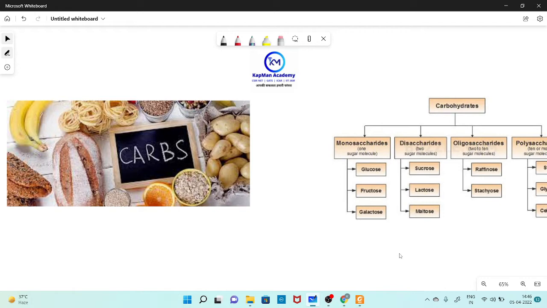So today we are going to discuss the carbohydrates. We are going to continue our previous class. In the last class we had discussed the general properties of the carbohydrate, right? We had seen what their functions, definitions and classification are.